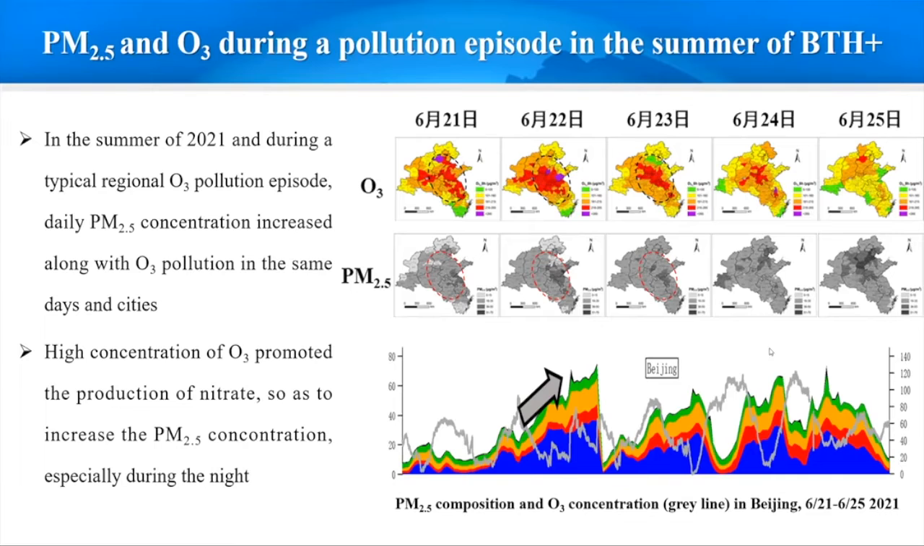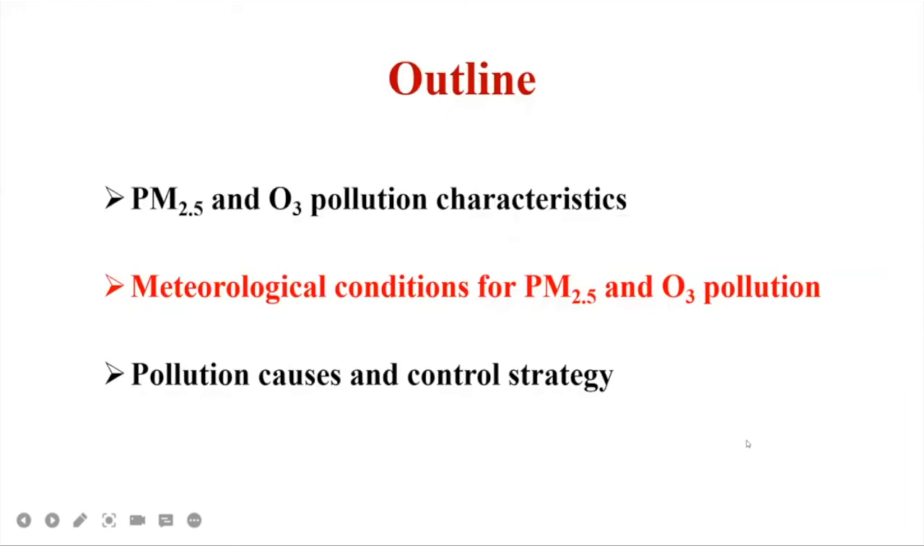We know that in the daytime, especially in the afternoon, the ozone pollution reaches its peak, like these peaks for ozone pollution. But the PM2.5 pollution reaches its peak concentration in the nighttime. And we can also see that ozone, as an oxidant, will promote the production of nitrate in the nighttime, so as to increase the PM concentration. So that's the first part.